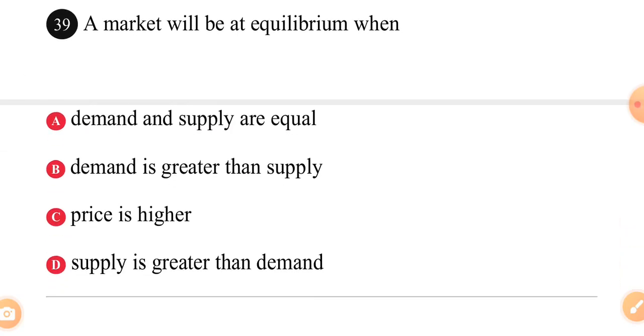Question 39. A market will be at equilibrium when dash. A, demand and supply are equal. B, demand is greater than supply. C, price is higher. D, supply is greater than demand.